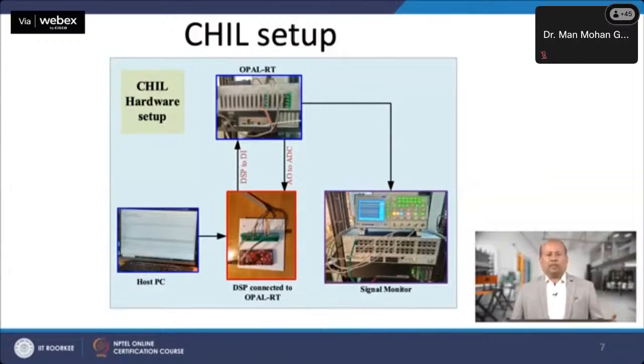The necessary parameters will be called out into the console to verify the control logic for various parameters. The EPWM terminal pins present in the TMS board generate PWM pulses which are connected to the OPAL-RT through digital input pins provided to it to drive the converters. Let us discuss the construction of CHIL setup in the following steps. Step number 1.